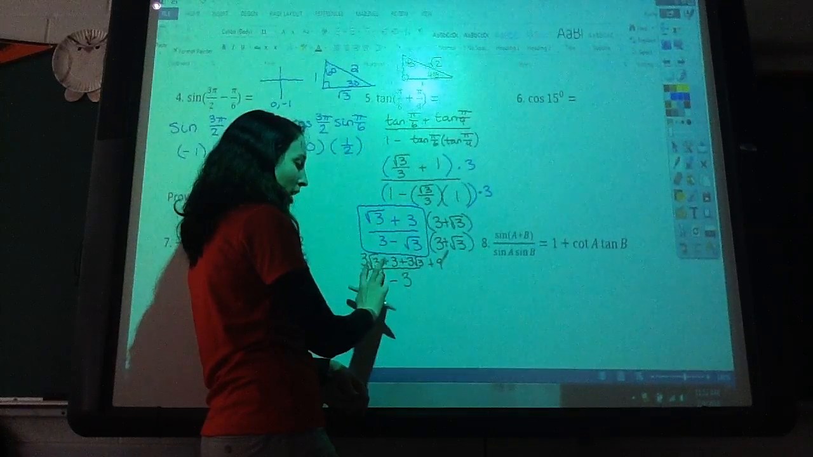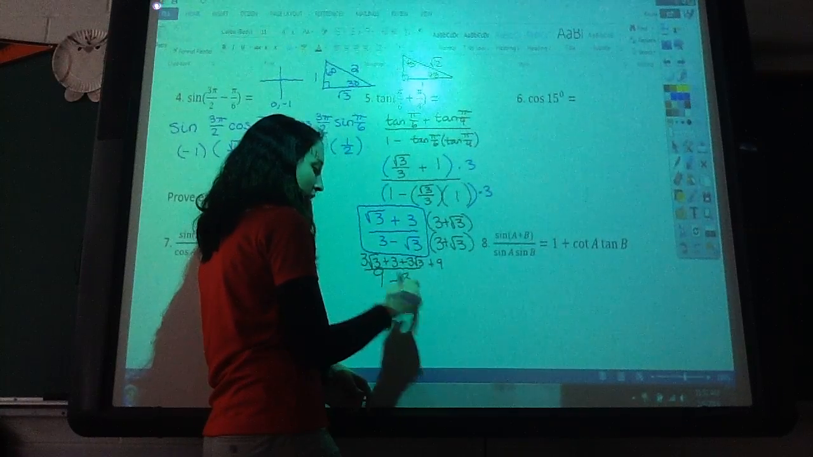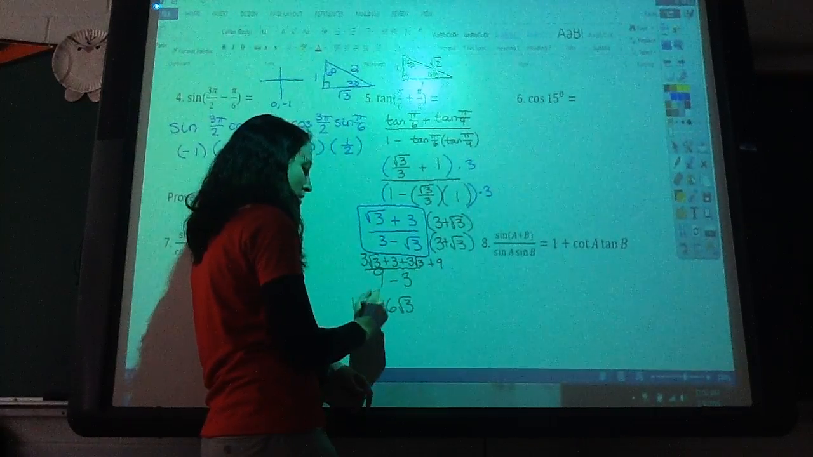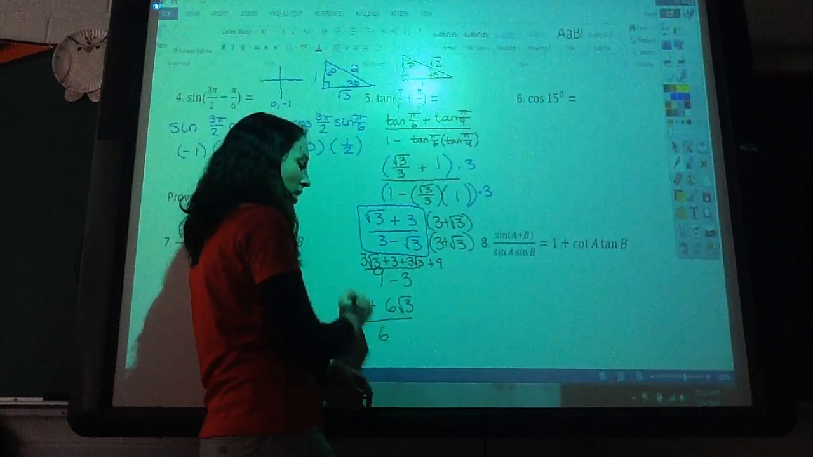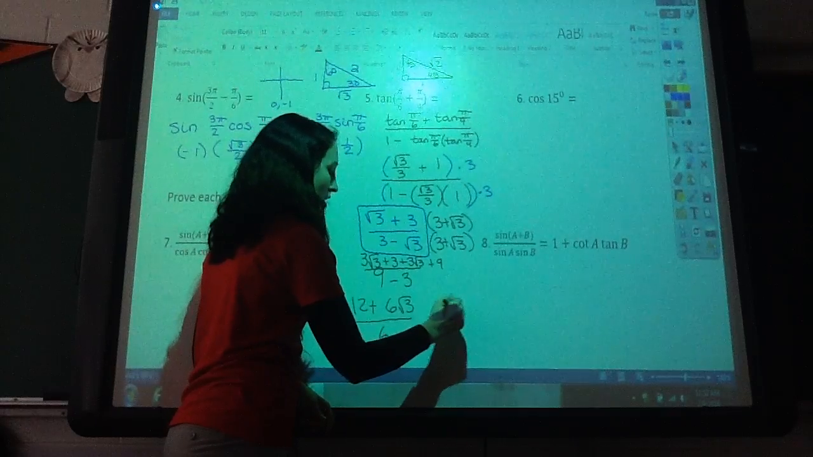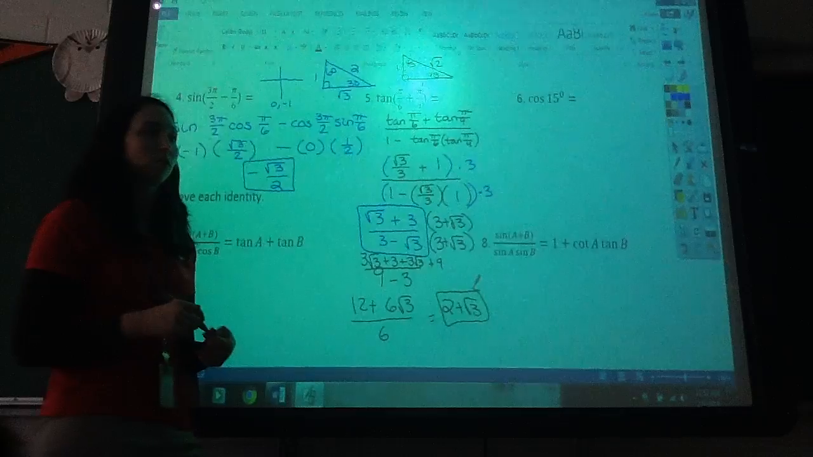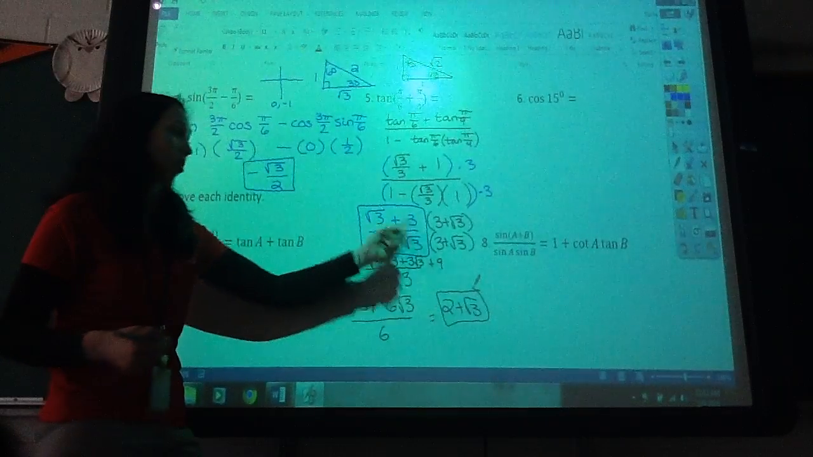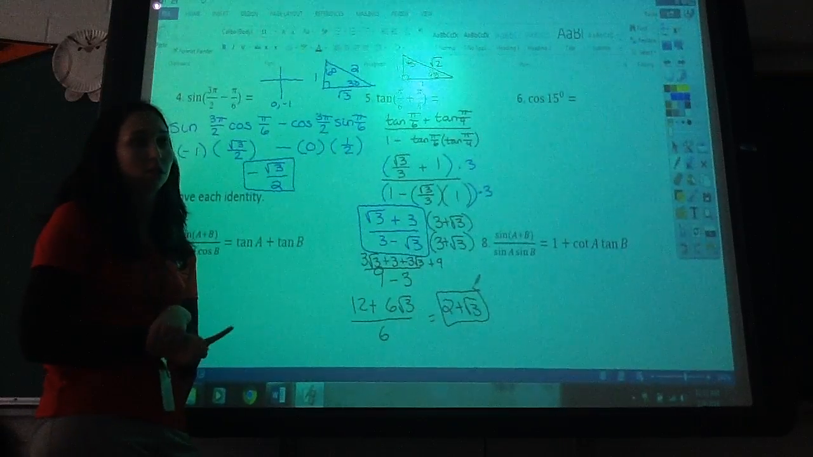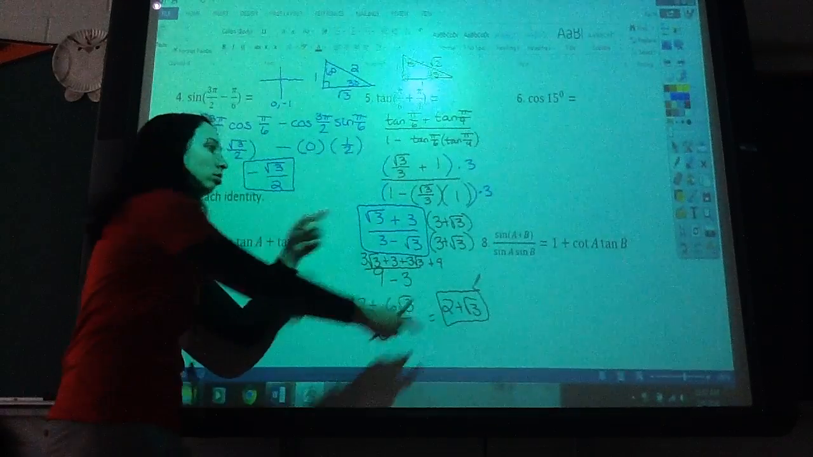So on top, I have 6 root 3's, right? And 3 plus 9 is 12. And on the bottom, I have 6. Everything is divisible by 6. So you could go ahead and say 2 plus the square root of 3 is your final answer. That is still way better looking than that is. But I'll take that.